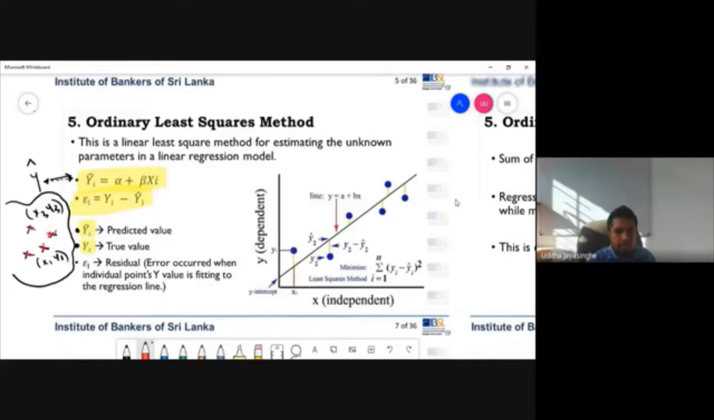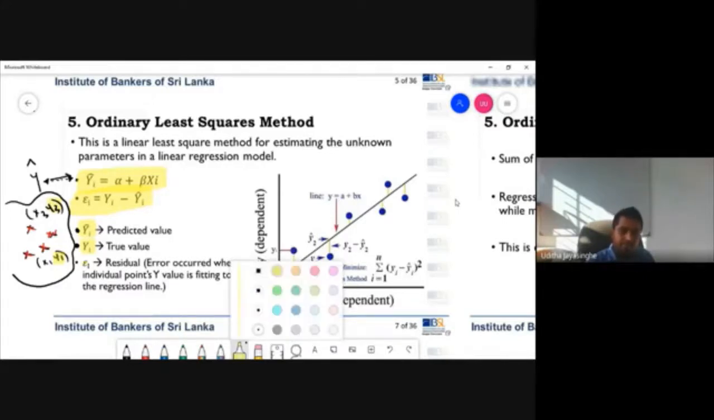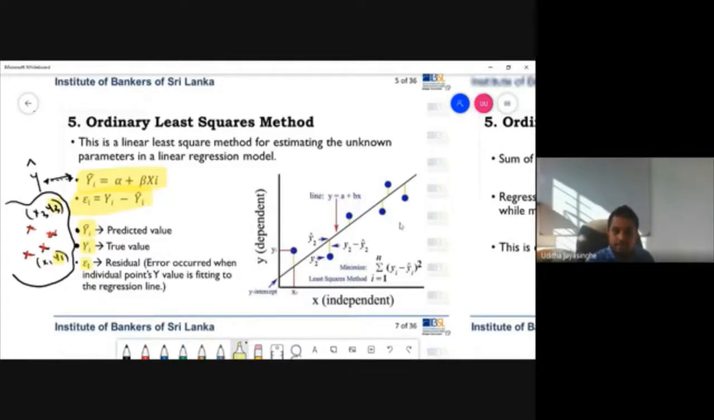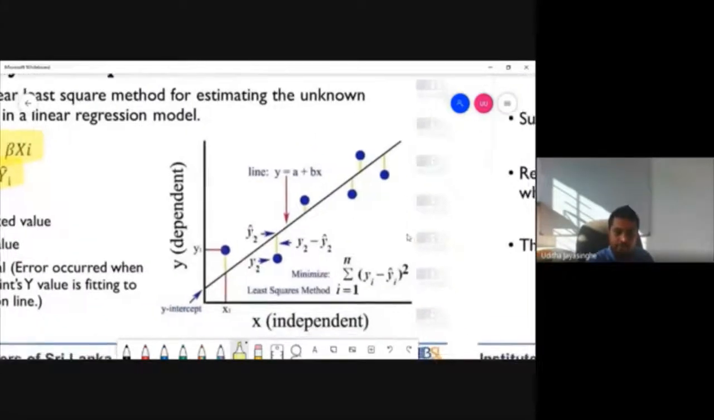Now this y hat is going to be the predicted value, while yi, the values that I've just drawn, this y1, y3, are the true values. And this epsilon 1, or the residual, is the error which occurs when an individual point of y values is fit into the regression line. Now those are the definitions. Don't get worried. Let's just use this graph and understand what these hats and epsilons are going to tell us.